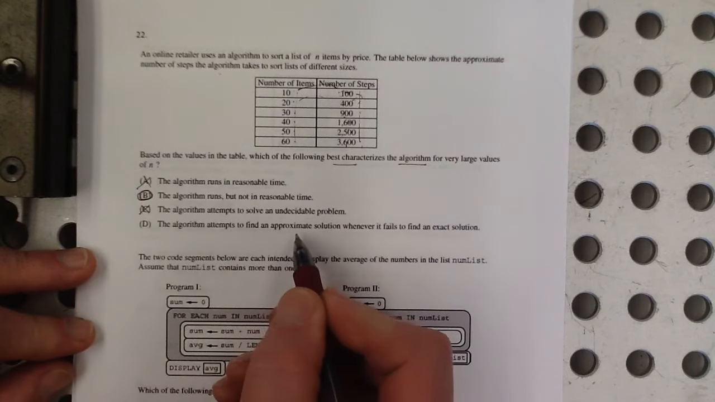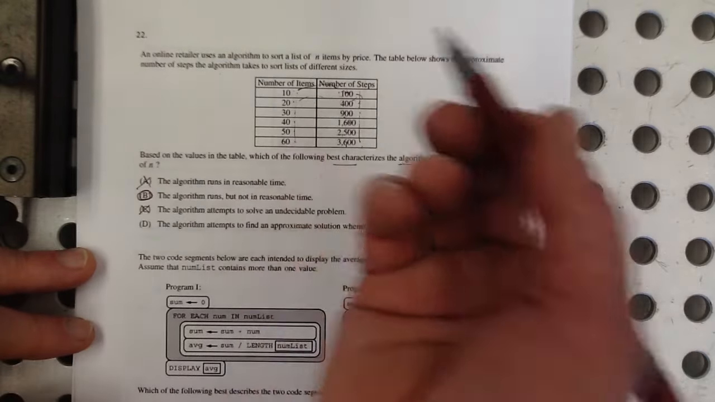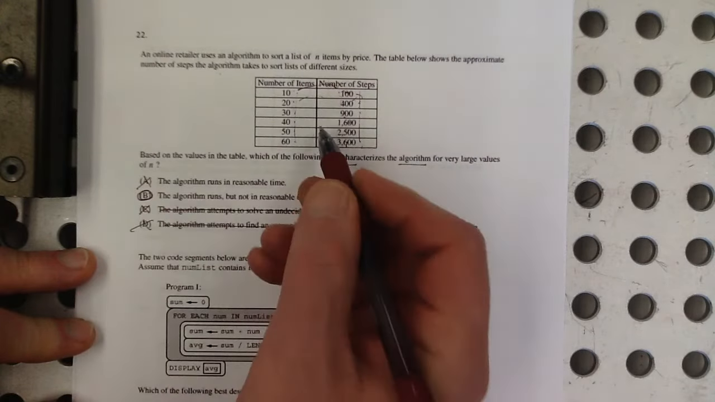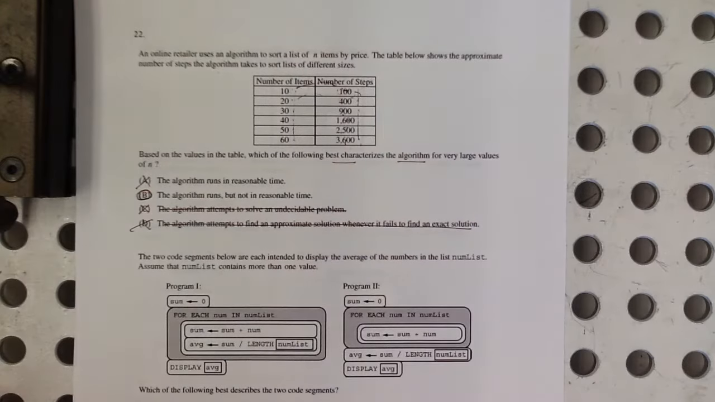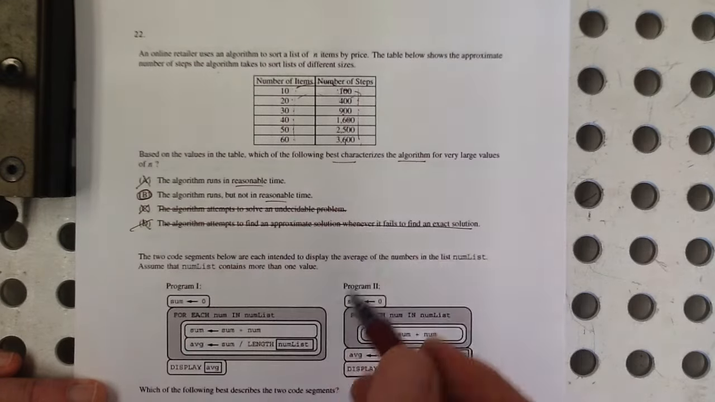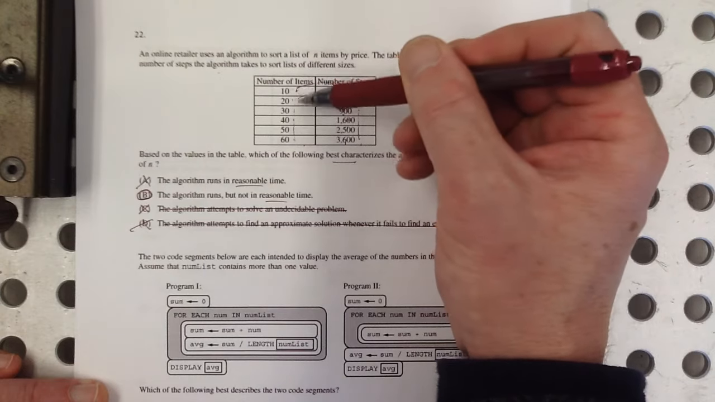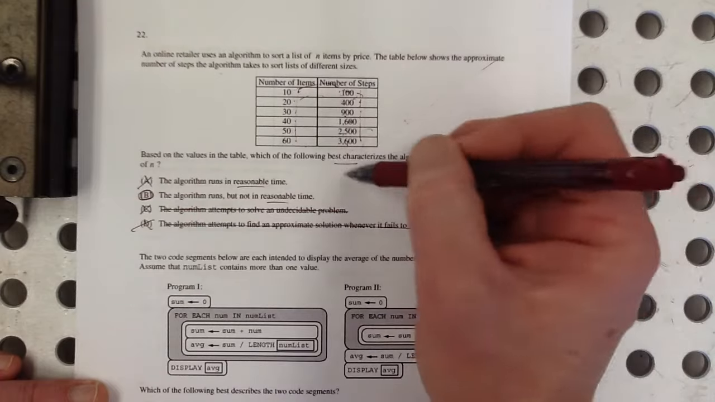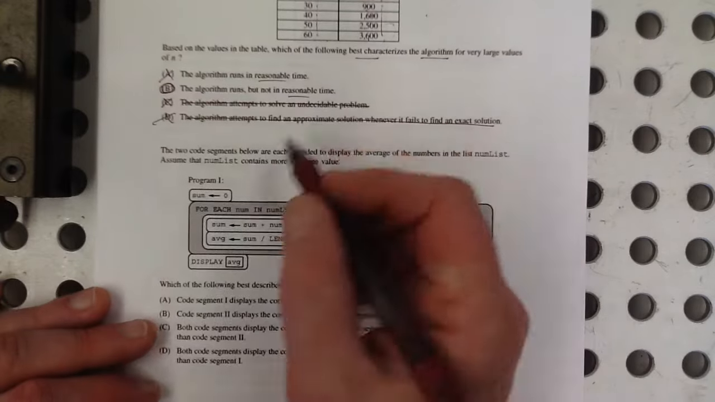The algorithm attempts to find an approximate solution whenever it fails to find an exact solution. Well, I don't know what that has to do with this. Nothing. I mean, it's doing it, right? It's finding the solution. It's just taking an increasingly long time. So if you feel like reasonable, not reasonable is too fuzzy, you want an algorithm to either get more efficient or maintain a kind of linear scale with the number of inputs. If it blows up like this, that is not good for large data sets.